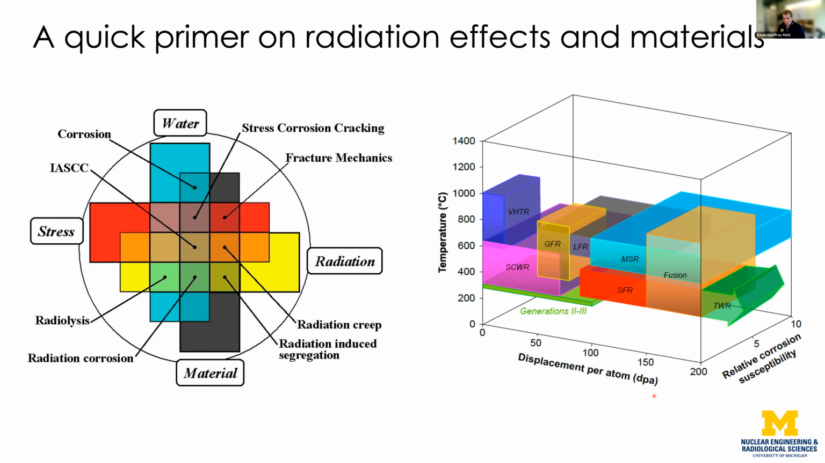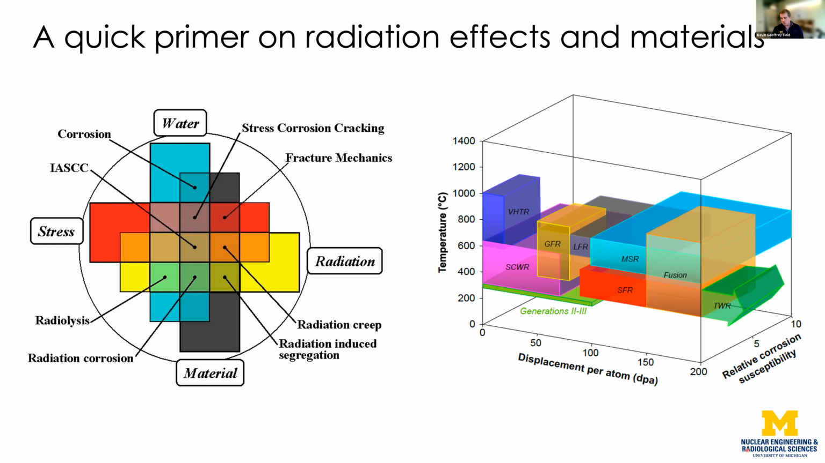But in reality, in most applications, particularly for structural materials, so that means things that are going to hold your reactor together, radiation isn't the only factor. You also have to consider that you're going to be applying some type of stress. You may be having some type of corrosive media. In the simplest reactors that we run in the United States right now, that would be water. But on the right, we show many other types of reactors that are being considered.